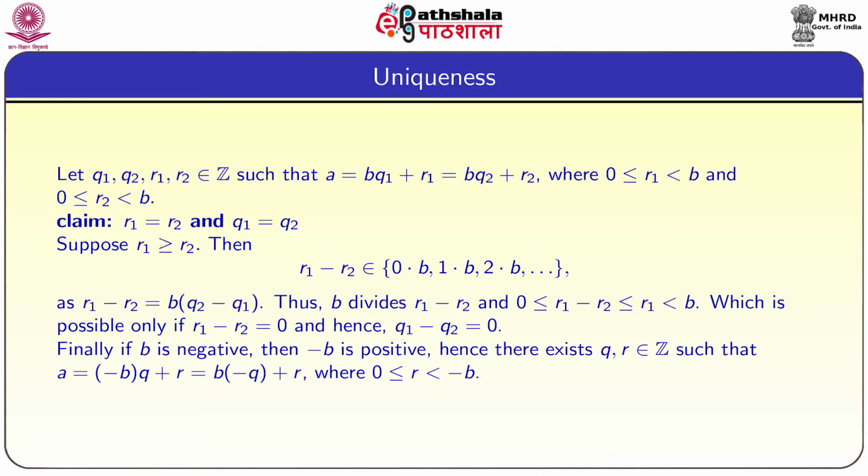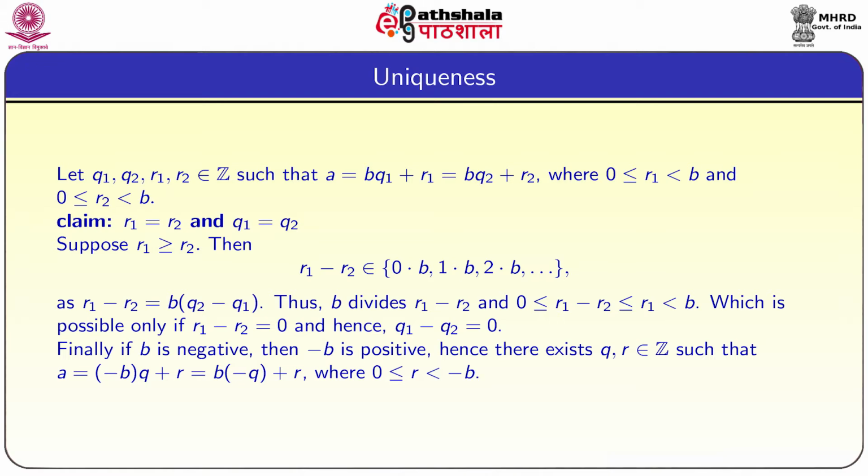So, now we have to prove uniqueness. Let q1, q2, r1, r2 belong to Z, and we are assuming that a can be represented in two ways. One is a equal to bq1 plus r1 and the other bq2 plus r2, where 0 is less than or equal to r1 less than b and 0 is less than or equal to r2 less than b. We have to prove that r1 equal to r2, then it automatically follows that q1 is equal to q2.